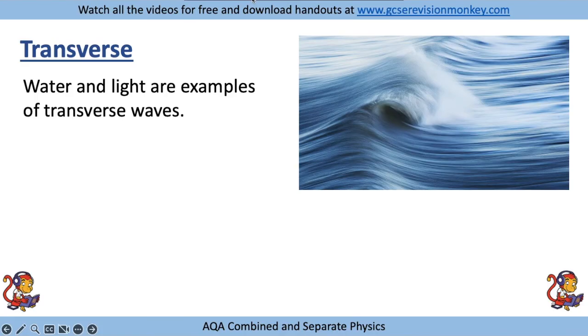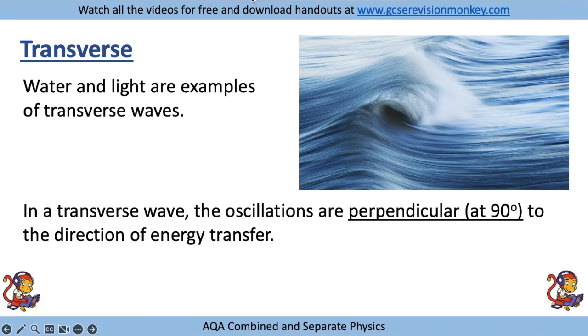Water and light are examples of transverse waves. In a transverse wave, the oscillations are perpendicular, which means at 90 degrees, to the direction of energy transfer. So that means whilst the particles oscillate up and down, the direction of energy transfer is perpendicular.